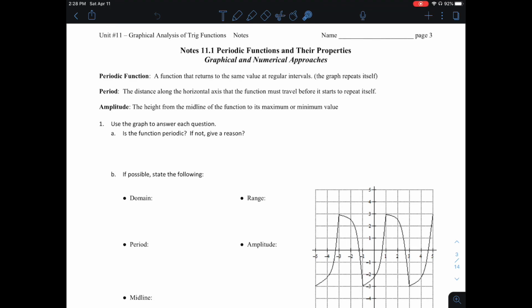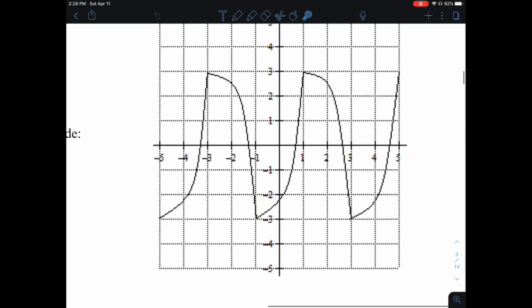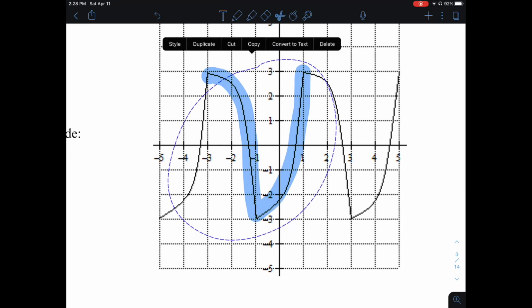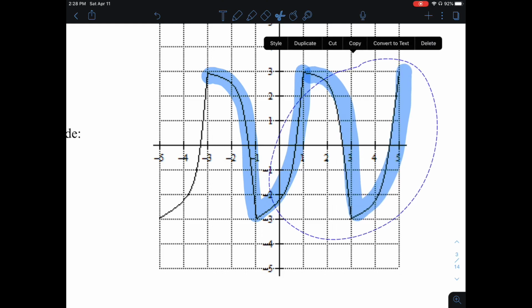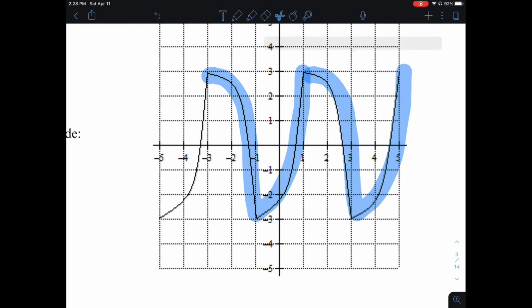So let's take a gander at this little fellow right here. I think we would agree that this graph, this is the unique part, and then it repeats itself over and over. We would call this part right here one cycle. I could take that cycle and copy it and paste it, and I could find myself with many cycles.